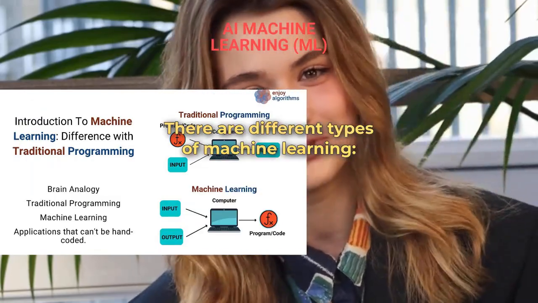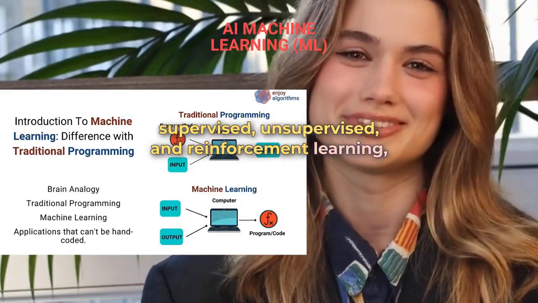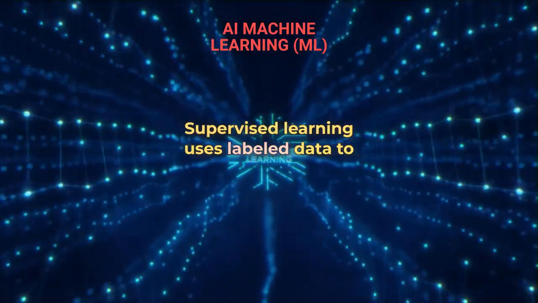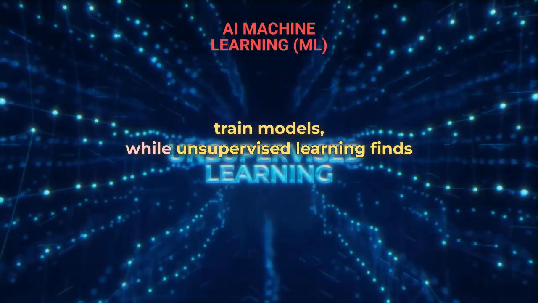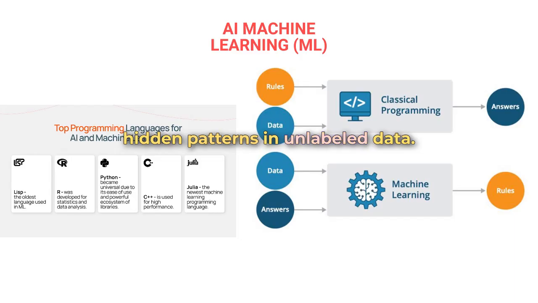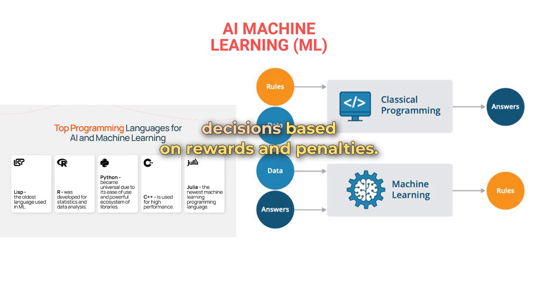There are different types of machine learning: supervised, unsupervised, and reinforcement learning, each with its own purpose. Supervised learning uses labeled data to train models, while unsupervised learning finds hidden patterns in unlabeled data. Reinforcement learning teaches models to make decisions based on rewards and penalties.